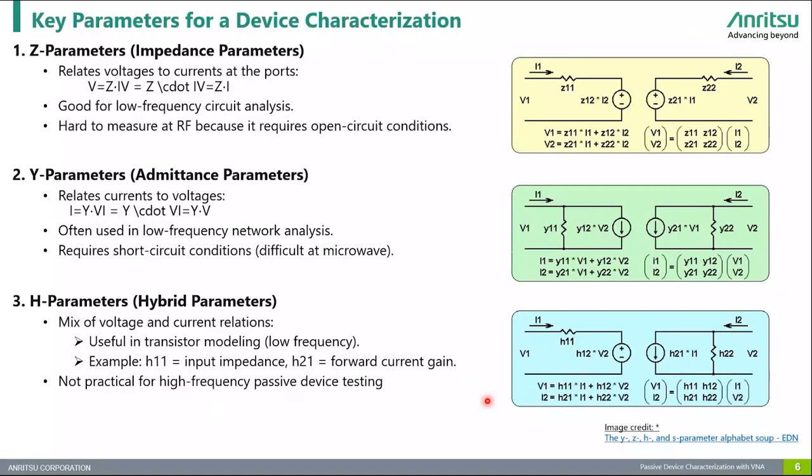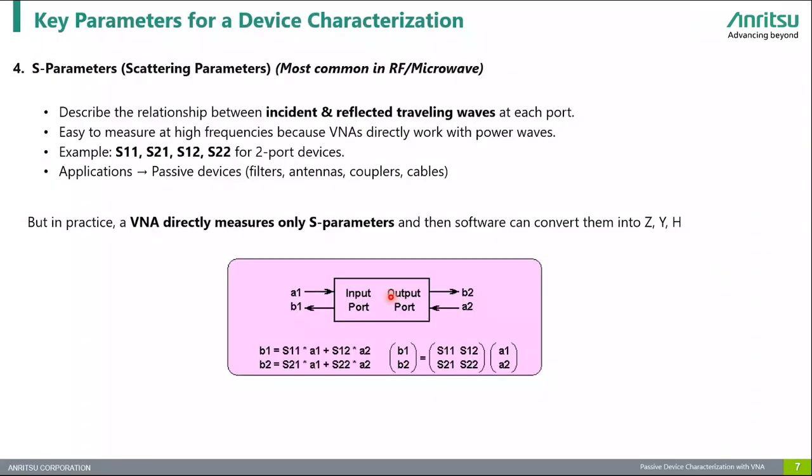The key takeaway here is that while these parameters are available in certain contexts, they are not ideal for RF and microwave applications. That's why we rely on S parameters, which we will explore in this slide. These are easier to measure and more practical for high frequency characterization using a VNA.